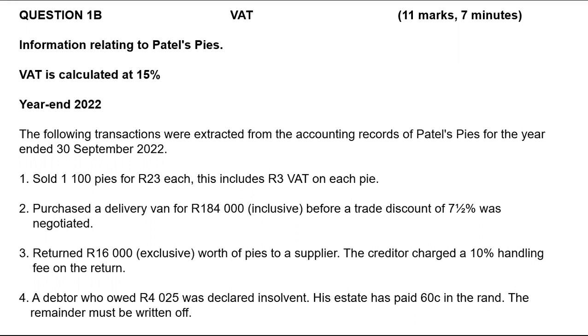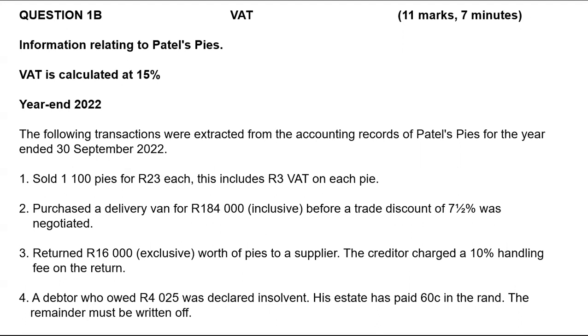The year end is 2022, and the following transactions were extracted from the accounting records of Patel's pies for the year ended 30 September 2022. So that is the end of the year, 30 September 2022. Number one goes like, Patel sold 1,100 pies for 23 Rand each. This includes 3 Rand VAT on each pie.